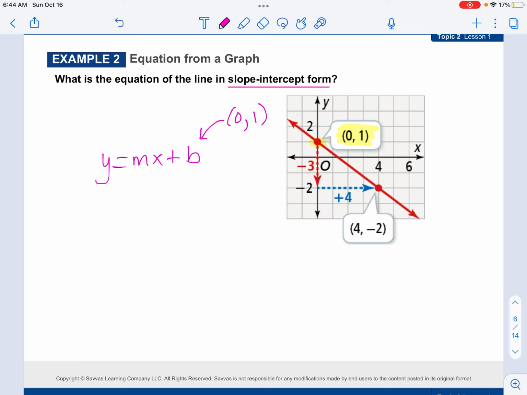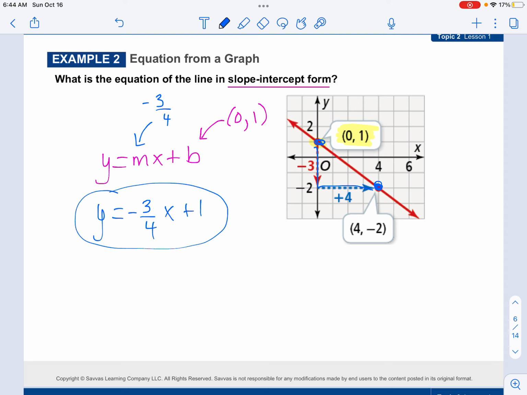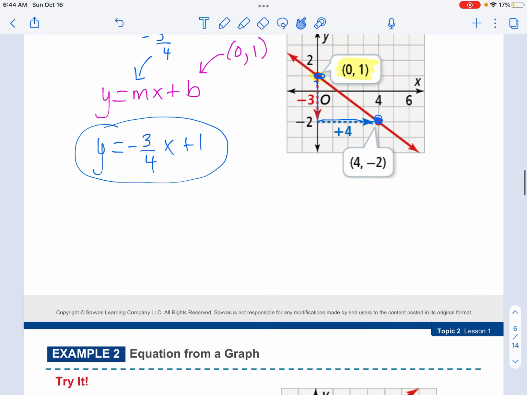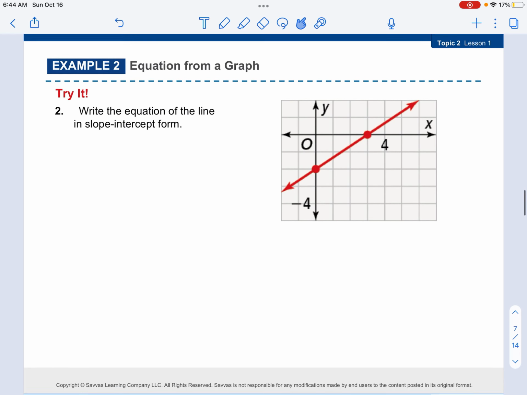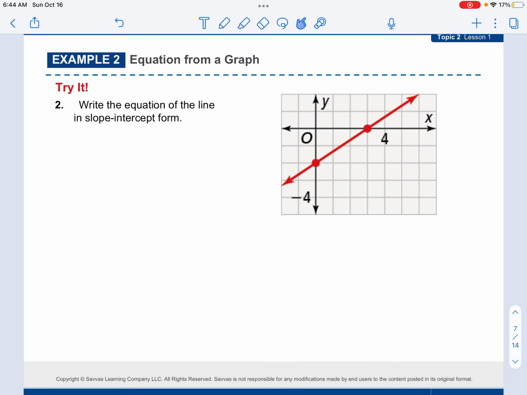And then the slope you have to calculate by finding your rise over your run. Here, going from this point to this point, they've already counted for you. You go down 3 and to the right 4, making our slope -3 over 4. So then to write the equation, y equals -3 over 4x plus 1. Go ahead and pause the video and try this one on your own and then unpause to check your solution.